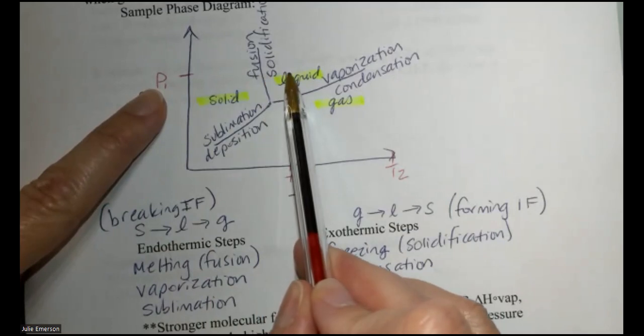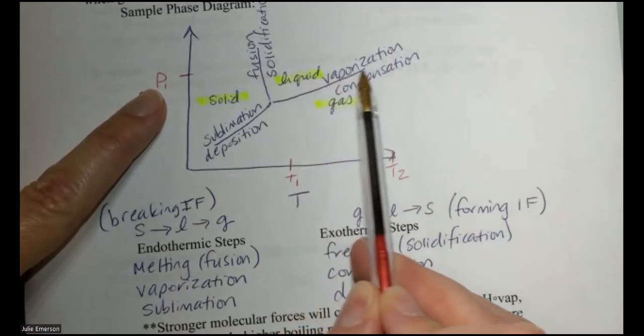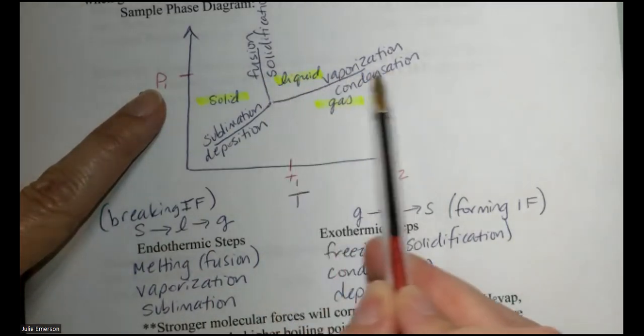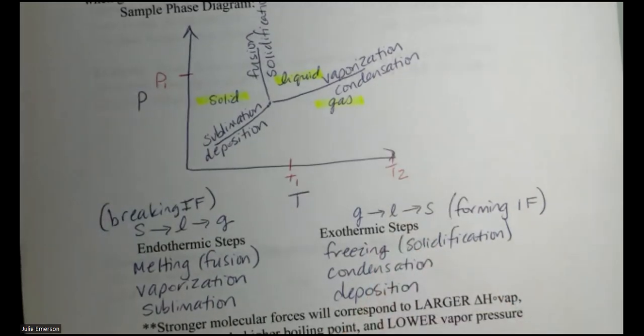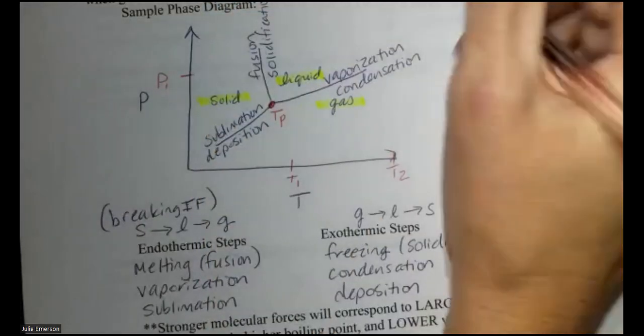Well, if I start out here, I'm in a liquid. And if I keep going, right, then I become a gas. So that would be vaporization. So those are the kinds of questions. You're really just reading the graph. There's a couple other things here. This intersection of all three curves, this is called the triple point, TP.